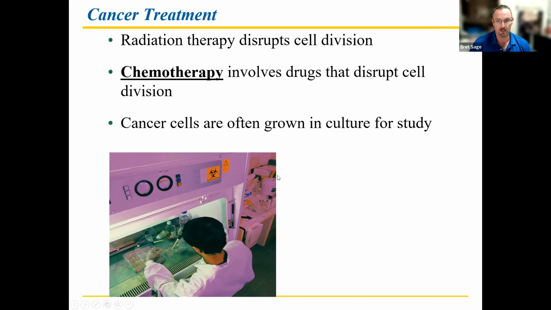Cancer cells are often grown in culture for study. So they sometimes will take cancer cells, remove them from a person, and continue to grow them so they can learn how cancer works and how to treat it. Okay. All right, so that is it for today's lecture.